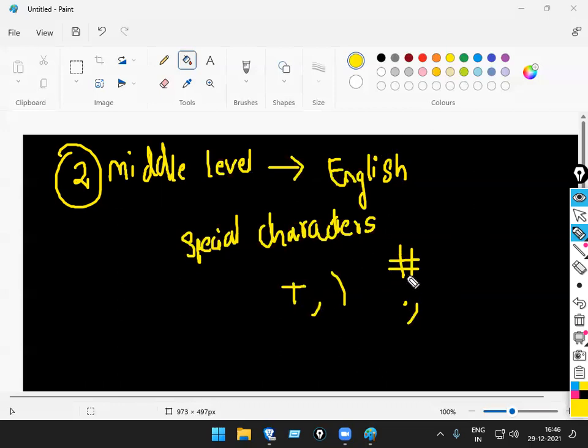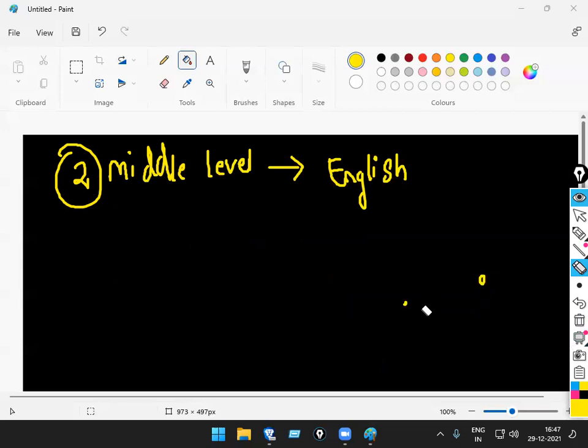It can be any symbol: plus, minus, hash, semicolon, colon, comma. These are called special characters. Humans are able to understand up to a certain point, meaning half the part they are able to understand and half the part they are not. That level of language is called middle level language. In simple terms, you can say English plus special characters, or SC in short. For example, suppose I wrote hash hello world.